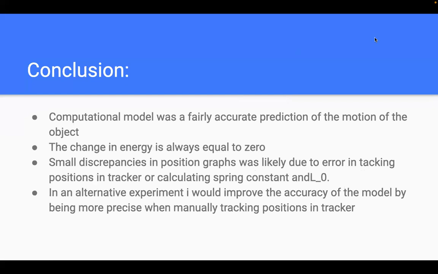In conclusion, the computational model was a fairly accurate prediction of the motion of the object. The change in energy is always equal to 0, and there are small discrepancies in the position graph, which are likely due to errors when tracking or calculating the spring constant or L naught. In an alternate experiment, I would improve the accuracy of the model by being more precise when manually tracking positions in Tracker. Thank you.